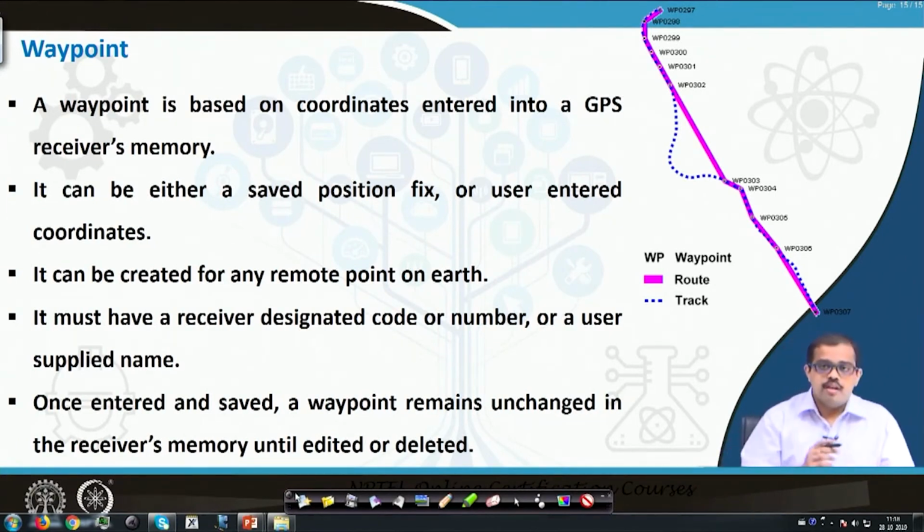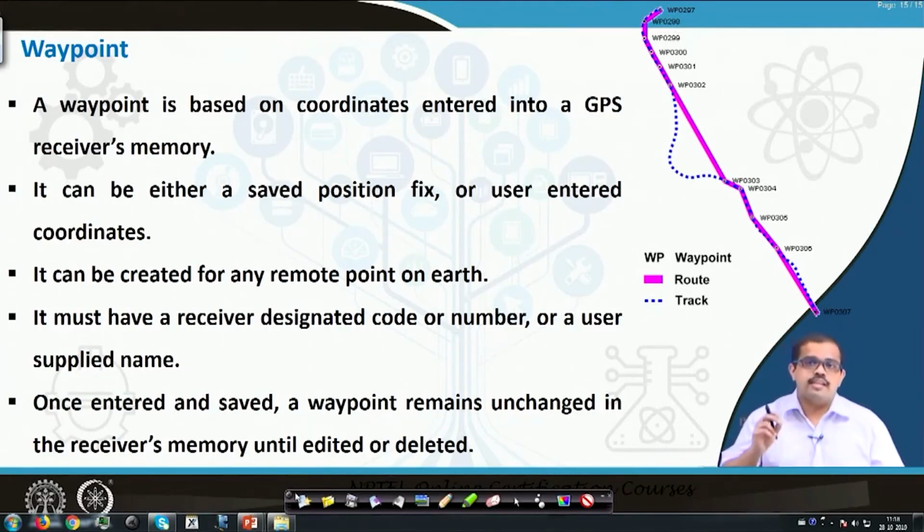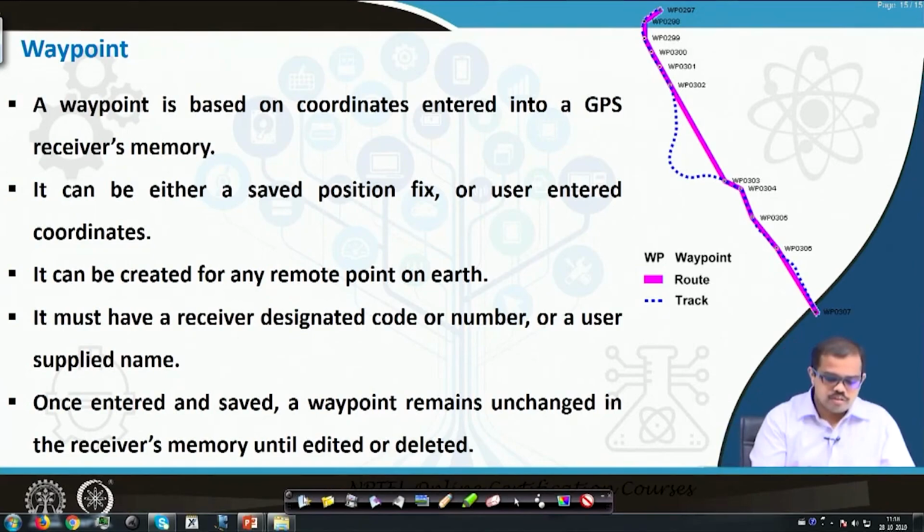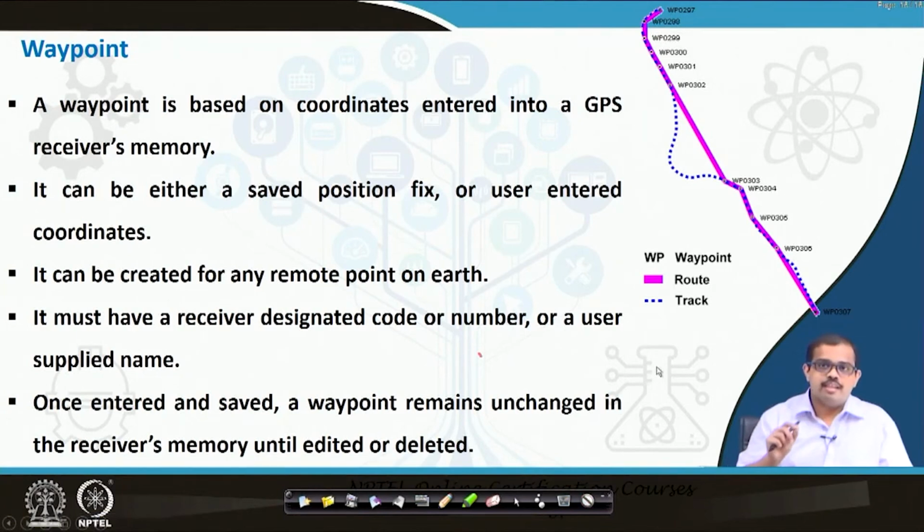So with this, whatever location you have saved as a waypoint, when you reach that particular location, it beeps and tells you that you have reached it. Once you have entered and saved it, a waypoint remains unchanged in the receiver's memory until it is edited or deleted.